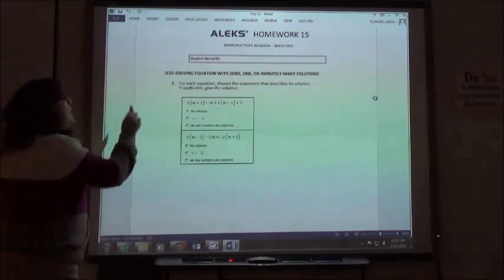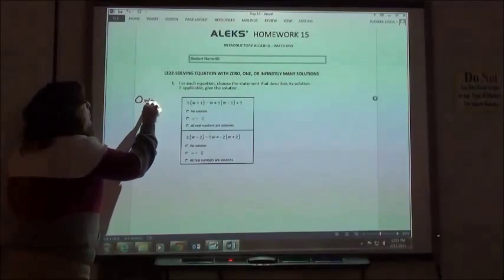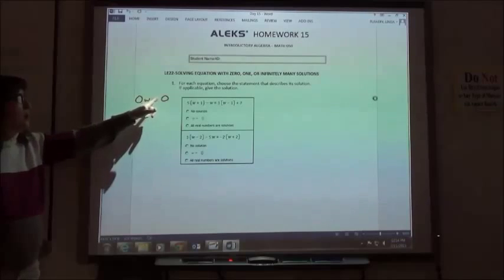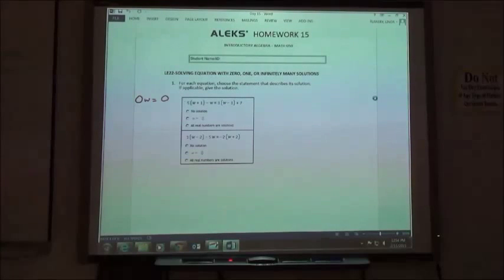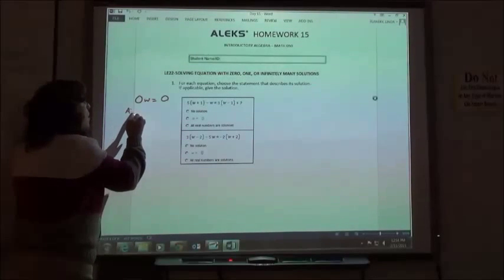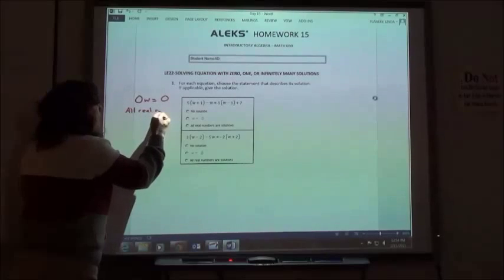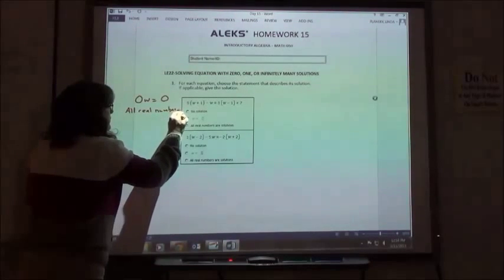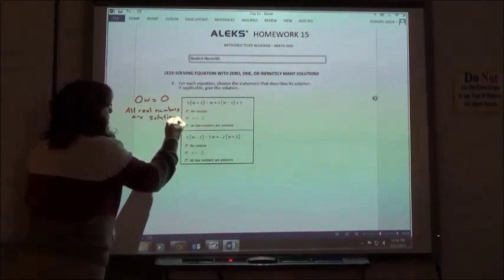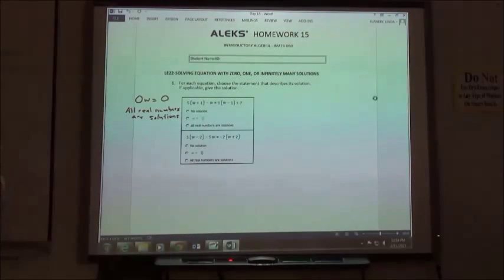If you get to the end of the problem and you get 0w equals 0, it means 0 times what number is 0? 0 times 1 is 0, but 0 times 2 is 0. 0 times 3 is 0. 0 times 584 is 0. That's when we're going to get all real numbers are solutions. 0 times anything is going to give me 0.